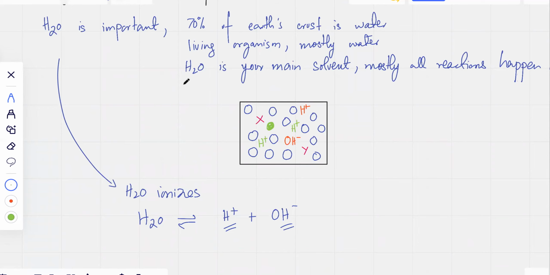So it would start producing a lot of H+1 ions. So the quantity of H+1 ions in the solution would increase and the quantity of OH ions would decrease because you've added an acid molecule.